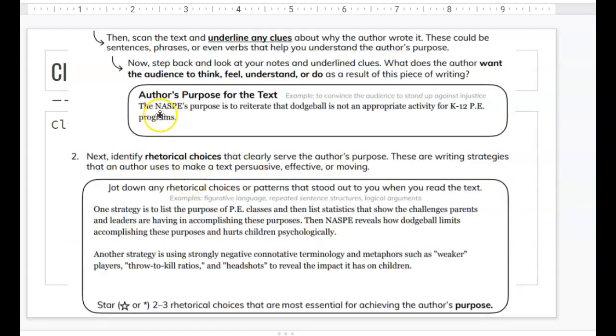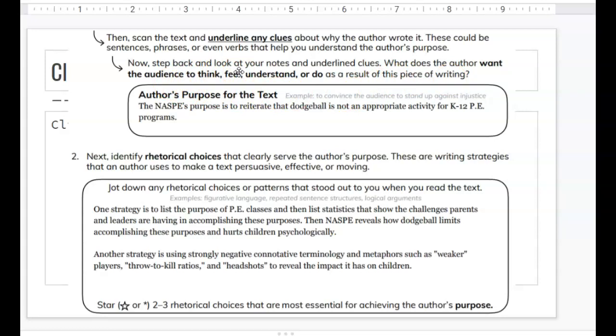Okay, so then the next thing you're going to do, if you notice this, it says scan the text and underline any clues about why the author wrote it. Those could be sentences, phrases, or even verbs that help you understand the author's purpose, where you're trying to figure out the exigence of why they wrote it. Now, step back and look at your notes and underline those clues.